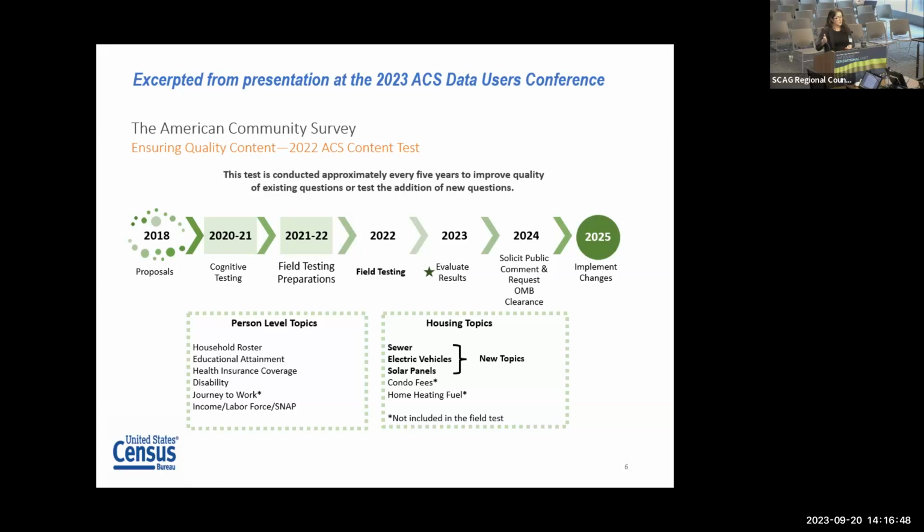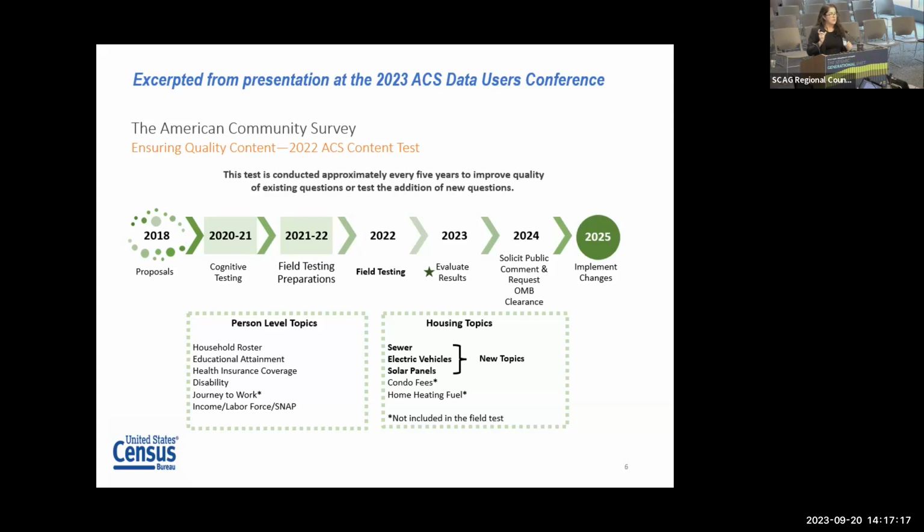And then the changes are implemented. So the whole thing from beginning to end is probably closer to 7 to 8 years to get a question onto the survey. There are several questions that went through that process, person topics, things like that, what they call the household roster, who's in the household, educational attainment, some minor wording changes, health insurance coverage, disability, journey to work, and income, labor force, and supplemental nutrition assistance participation on the person side.